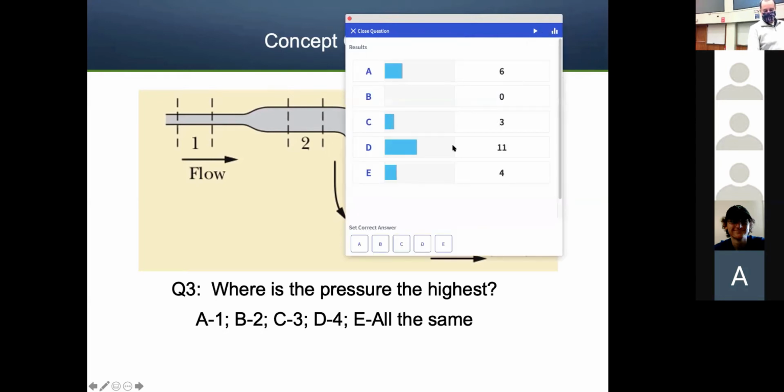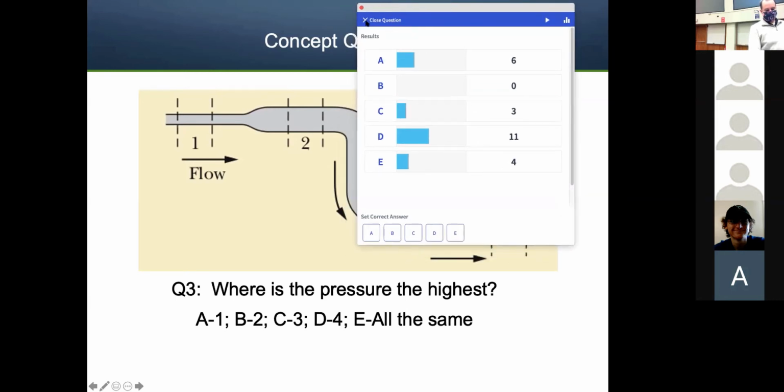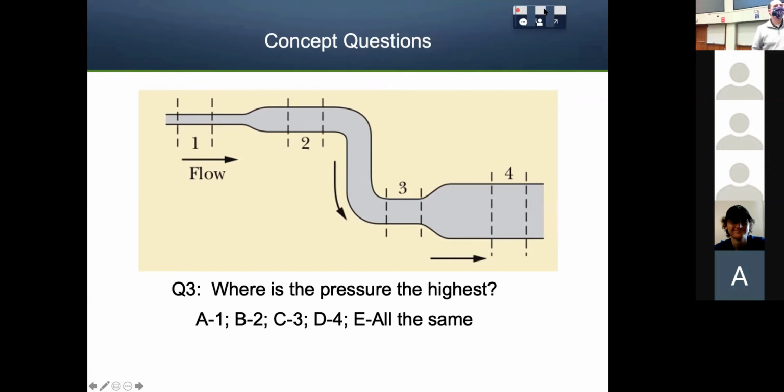Ooh, we got some everywhere. We have D being the most favored answer, although not a majority, a plurality. We have A getting some love, C getting some love, and E even getting some love. So let's open up the floor. Who wants to make an argument for 1, 2, 3, 4, or all the same? Isaac.